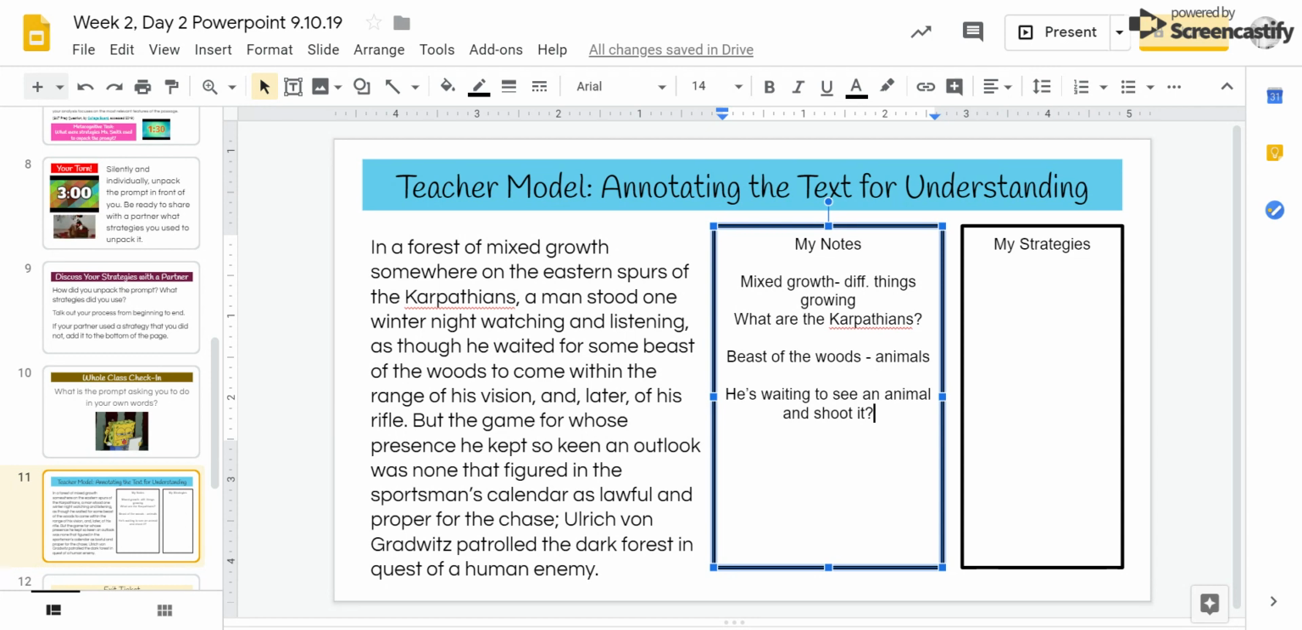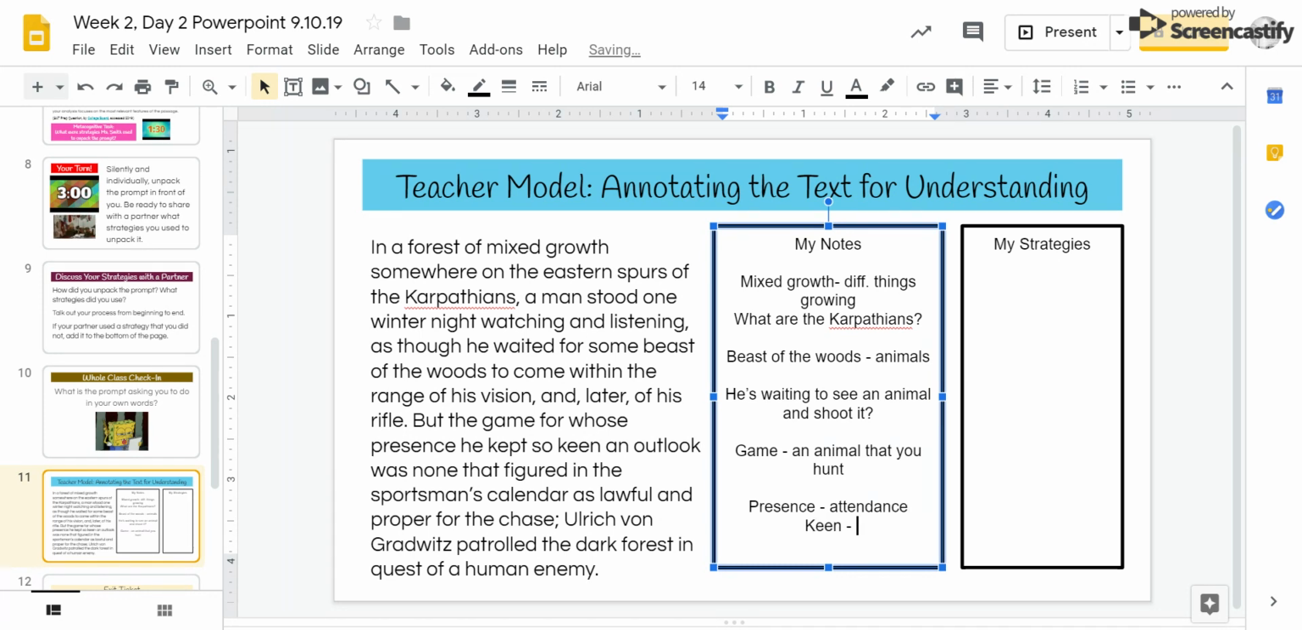But the game for whose presence he kept so keen. Okay. Now, game is usually used to mean like Twister or online games, but here, just from background knowledge, I know that game is an animal that you hunt, and I can see that it's referring to the beast of the woods from the last sentence. So the beast of the woods, or the animal, for whose presence he kept so keen an outlook. So presence is like attendance. When we're present, we're here. Attendance. And keen an outlook.